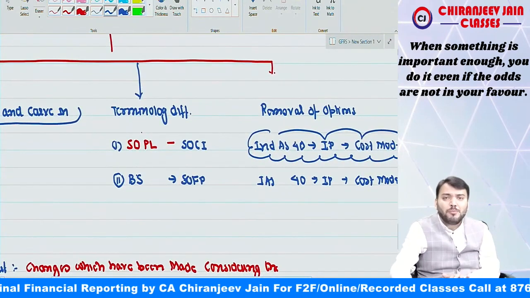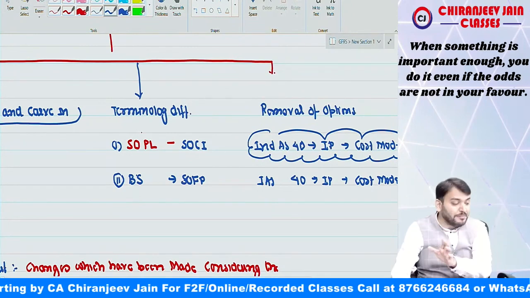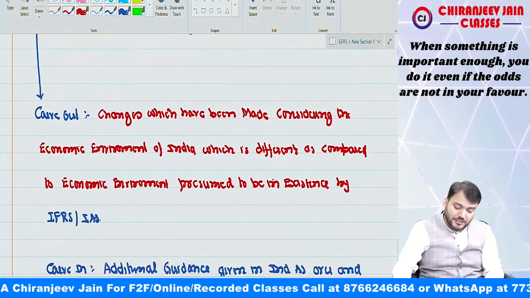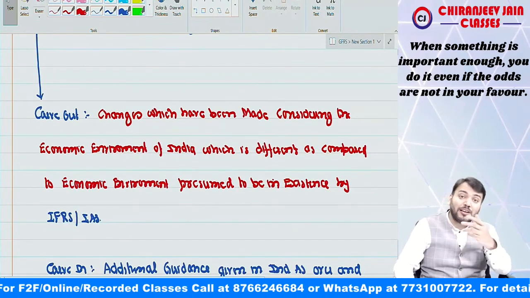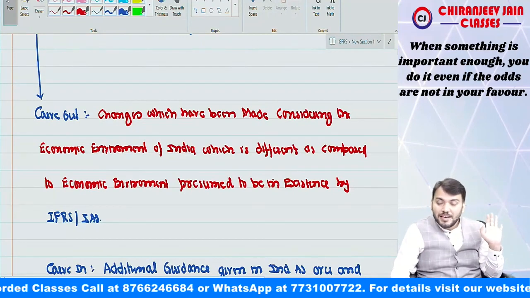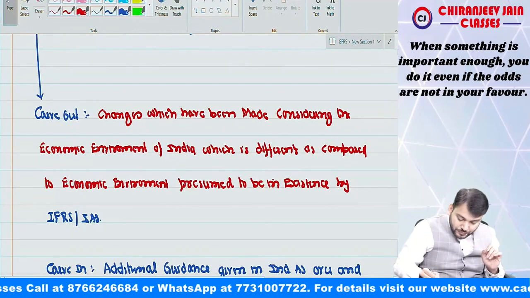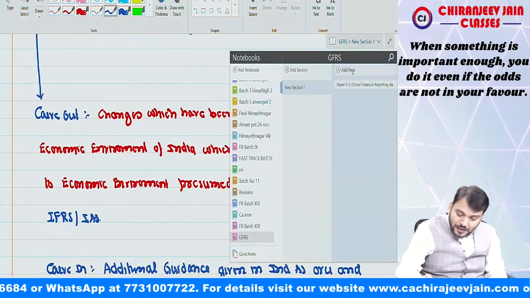terminology difference and removal of option. Of course, that we need to also do. So can we start with the differences? First, we'll start with carve out and carving. It might happen that you have done this carve out and carving also in the FR paper. Correct? Yes, sir. Let us do. We'll start with carve out and carving.